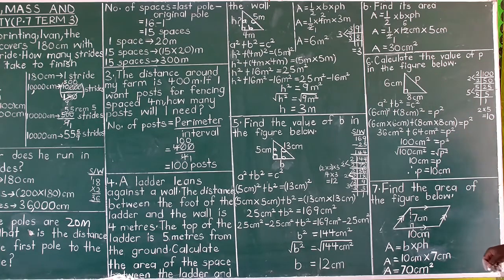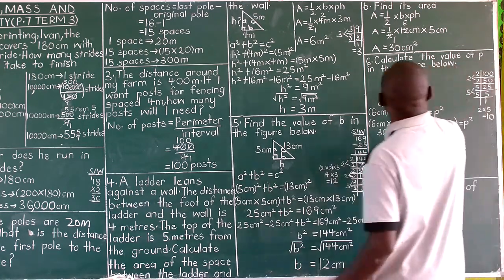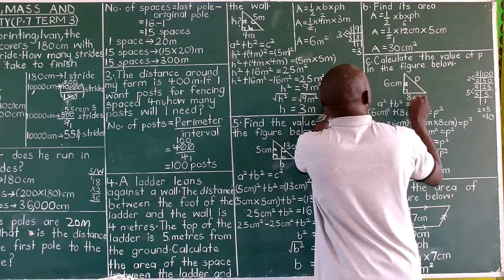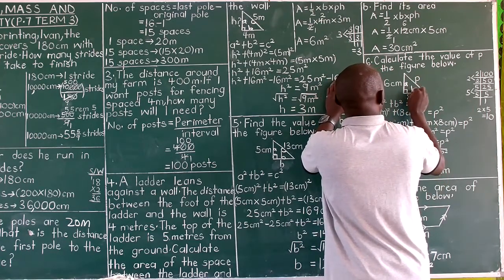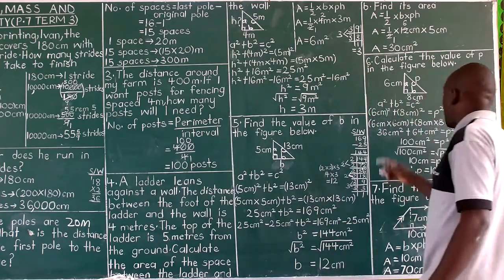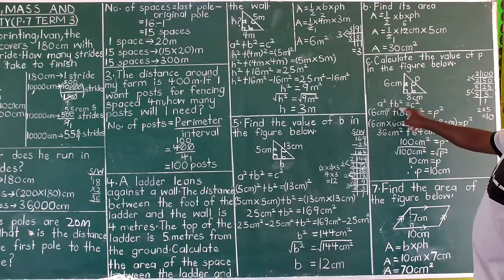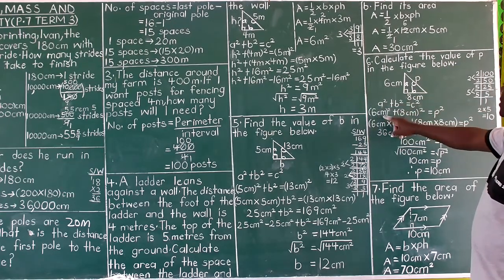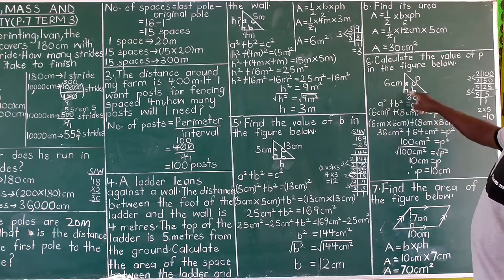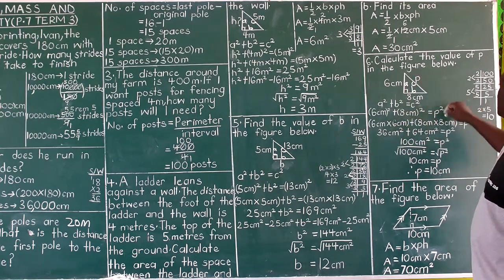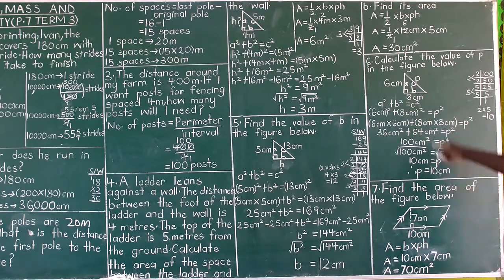So do we apply Pythagoras to find the C? You label well without any change whatsoever. A is the height, B is the base, and C is the hypotenuse. So we start: A squared plus B squared is equal to C squared. So the height is 6 centimeters squared plus the base, that is 8 centimeters squared, equals P squared. So it is P now. So find the value P.